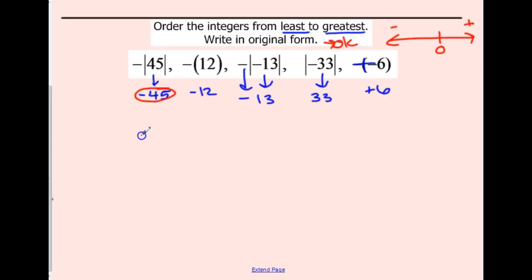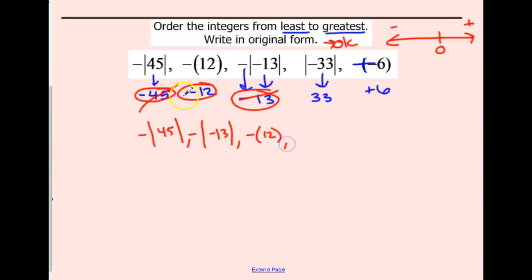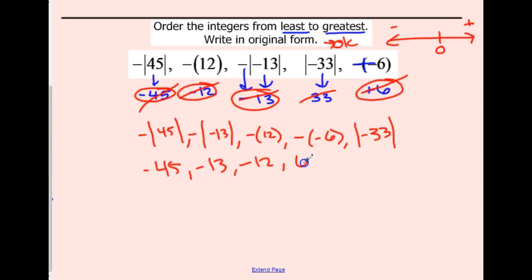I'm going to write it in the original form, negative absolute value of 45. Cross it off, because we've used it. The next biggest negative is -13, so write it in original form. Good. The only other negative is -12, so negative and then 12 in parentheses. Our next smallest, before we get to the largest or the greatest, is 6. So the opposite of -6, how they wrote it. And then our largest is 33, so the absolute value of 33. If you just wrote -45, -13, -12, 6, and 33, that is also technically correct.